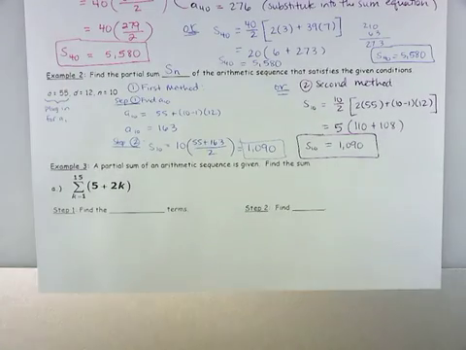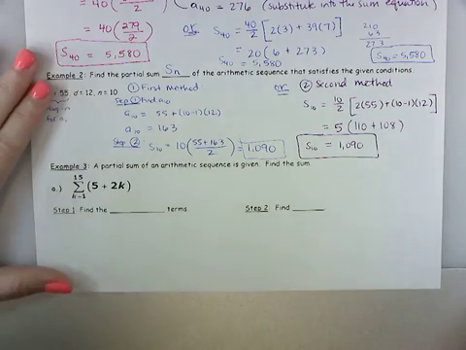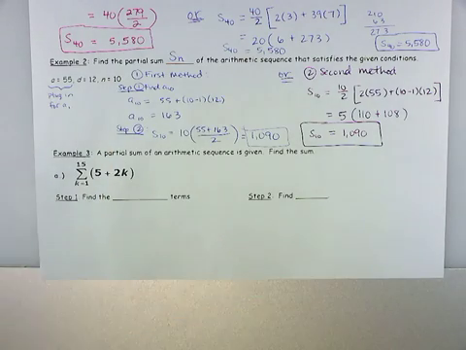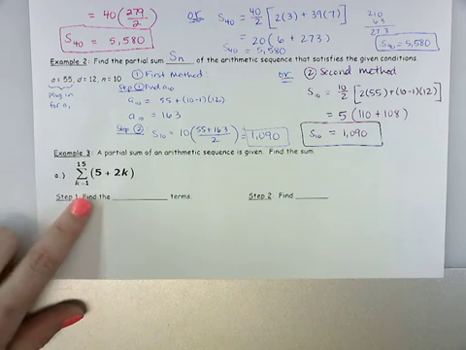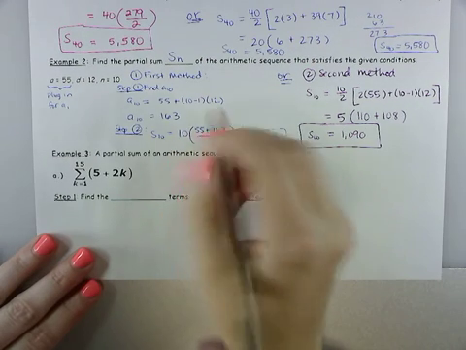Okay, and then for example 3, a partial sum of an arithmetic sequence is given, and we are going to find the sum. So for step 1, this will be given to you. When you're given the summation notation, if we're going to find S sub n, the first thing that we'll want to find is the first term and the 15th term. Okay, so for this one, we are going to use the equation.